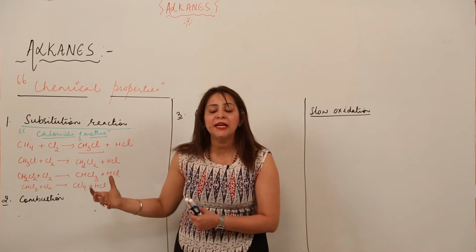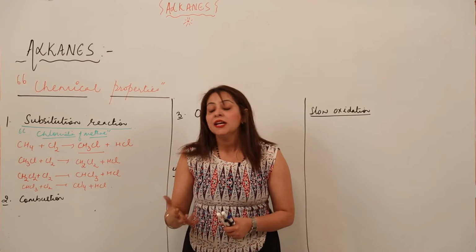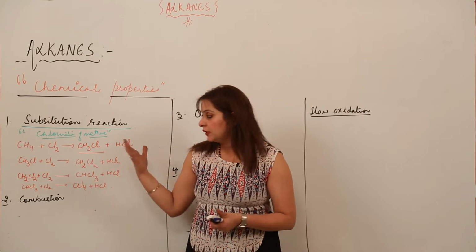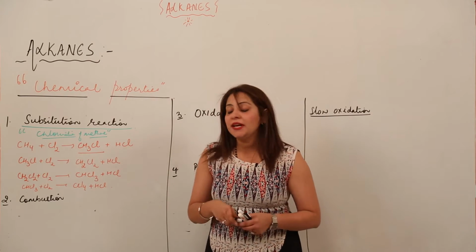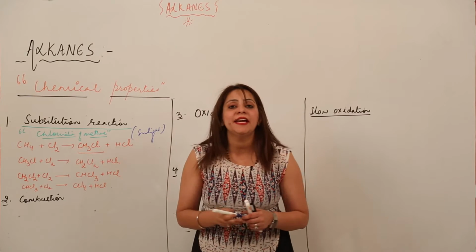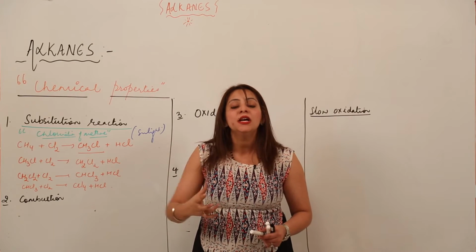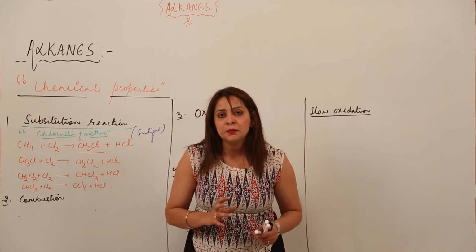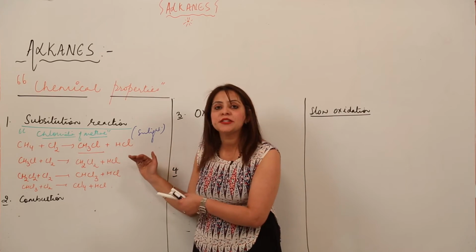As I did for methane, you can do it for any alkane, but I took this example because the important property of this example is that it takes place in presence of sunlight. Otherwise the alkanes react at high temperature and high pressure because they have low affinity towards reaction, because somehow they are stable. But this reaction takes place in presence of sunlight.